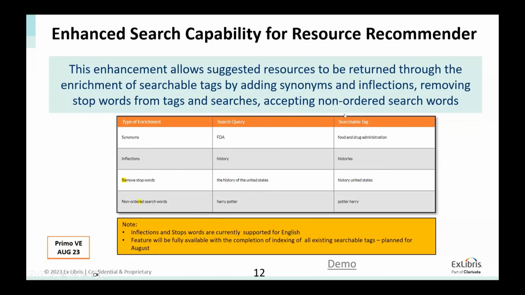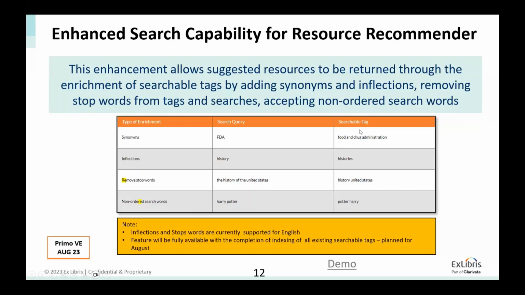And just technically, so you will understand what is behind the scenes: in order to implement and enrich the search capability of the resource recommender, we are going to index this searchable tag in our Solr search engine. While indexing, we can use the smartness of the search engine, using the synonym, inflection and those mechanisms, and this is what allows us to enrich the matching.